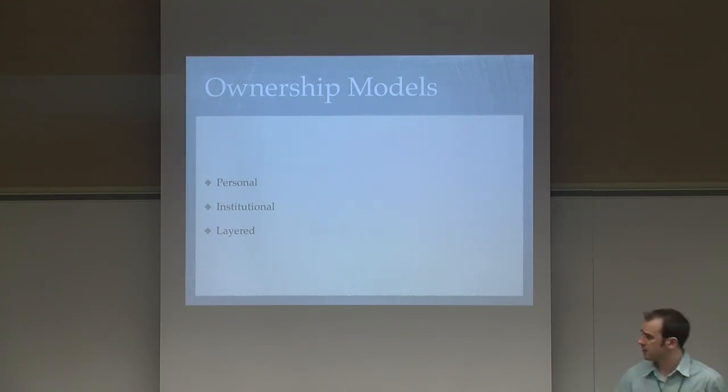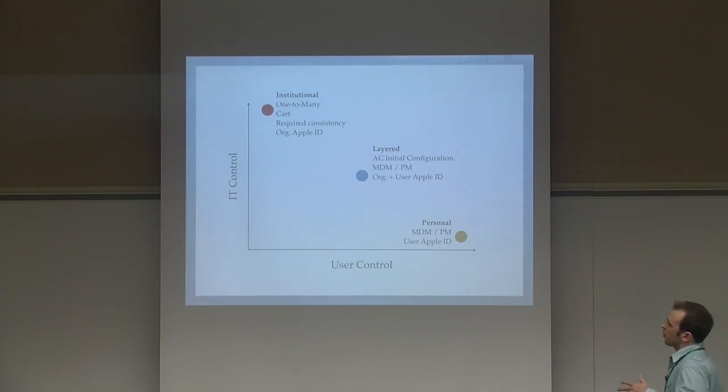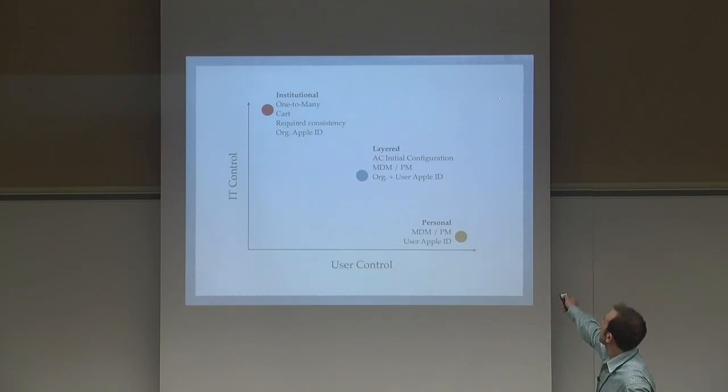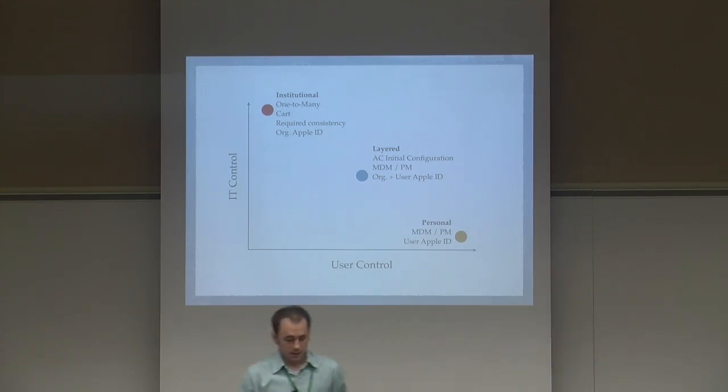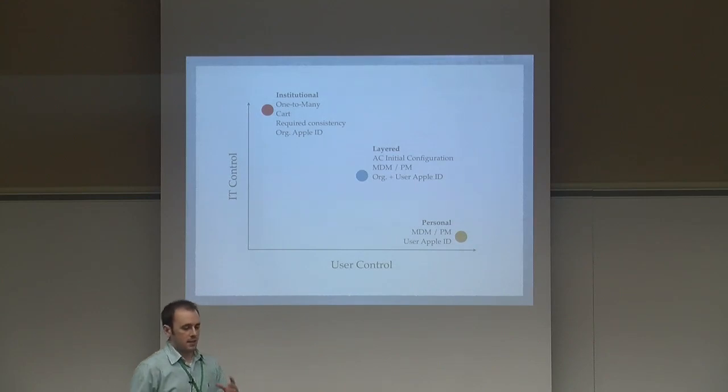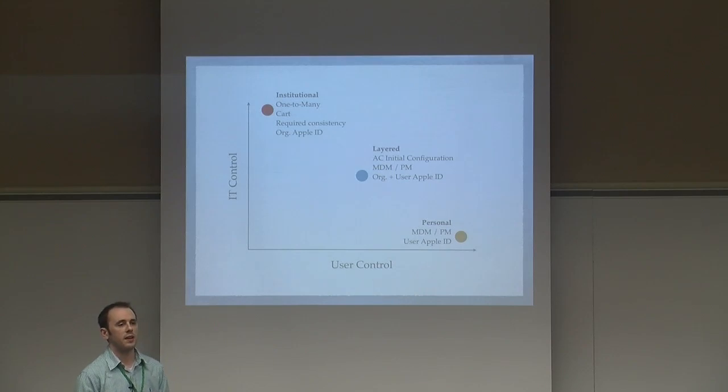But I threw a little chart to kind of go with user control, IT control, because very rarely are they somehow in that corner. I don't know how you can get something in that corner with high IT control and complete user control, because it just doesn't happen. So institutional, you're looking at really the IT organization, whoever's supporting it, having the ownership and the capabilities to ensure that that device is working.